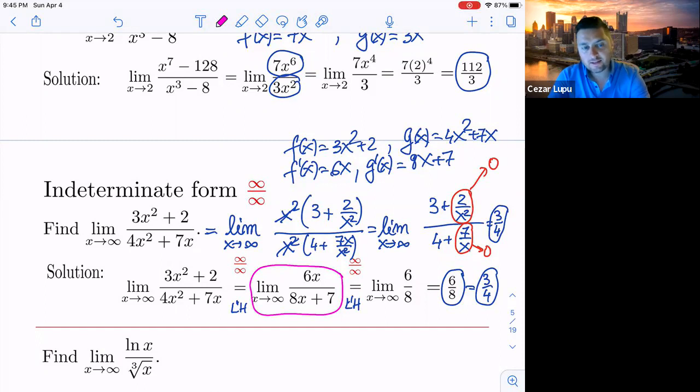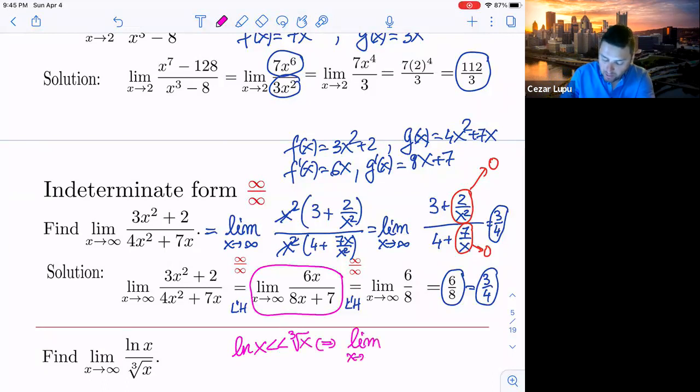In other words, as x is large enough, ln of x is also large enough, and also the cube root of x is also large enough, but what if the cube root of x is much, much larger than ln of x? In other words, what if the cube root of x crosses the infinity line way faster than ln of x? And we can say that ln of x is less than cube root of x. In other words, this will be equivalent to saying that the limit as x approaches infinity of ln of x over cube root of x is 0. Let's prove this.